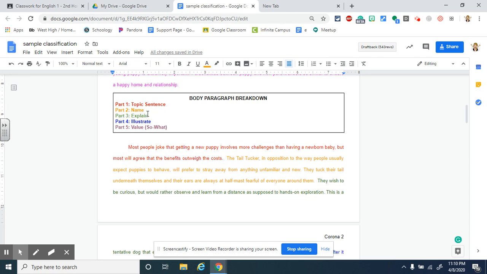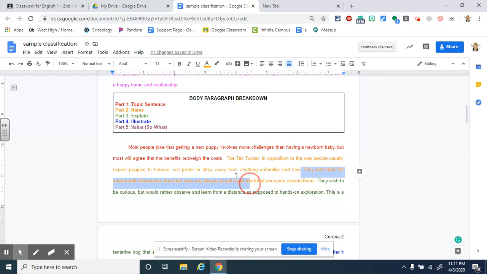So now name. This is when we name our puppy. The tail tucker, in opposition to the way people usually expect puppies to behave, will prefer to stray away from anything unfamiliar and new. They tuck their tail underneath themselves, and their ears are always at half mast, fearful of everyone around them. So remember, name is when you give the name, so tail tucker, and you kind of explain how they got the name.